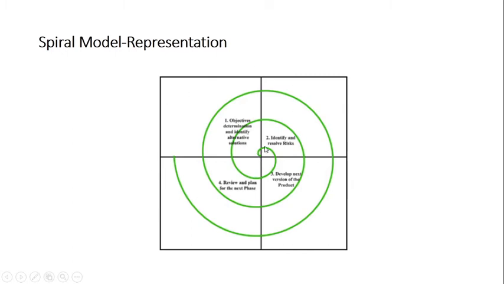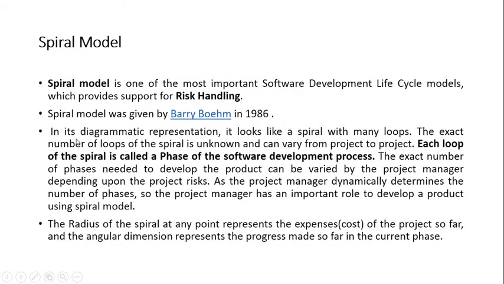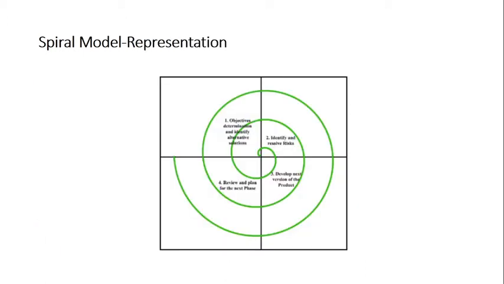Next iteration means this is one iteration, this is the second iteration, this is the third iteration, right? This is how it works. So in its diagrammatic representation, it looks like a spiral with many loops. The exact number of loops of the spiral is unknown and can vary from project to project. So it depends upon the complexity of the project. It might happen the project gets completed in one loop itself. It is a very small project, it can be completed here. Customer is satisfied, right? So it ends here.